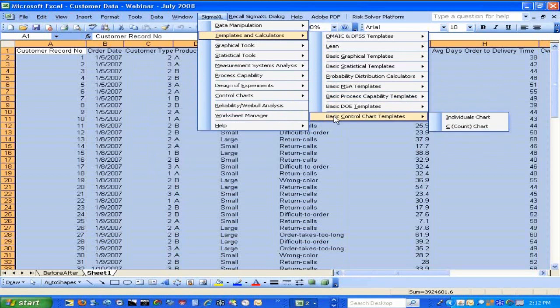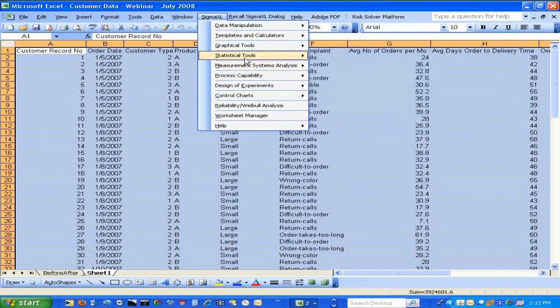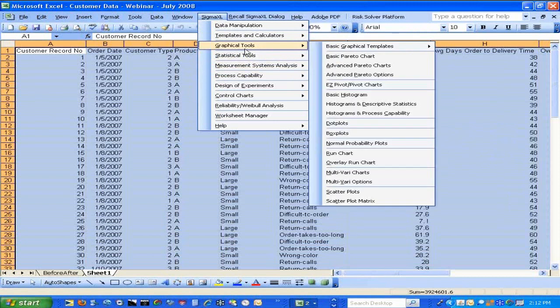These are all basic templates for quick and easy calculations, and they're quite popular because a lot of it just requires a simple entry of data, summary information, and you get your results. The other tools in SigmaXL require raw data, such as the Pareto charts and the histograms and so forth, and that's what we're going to use the customer data for.